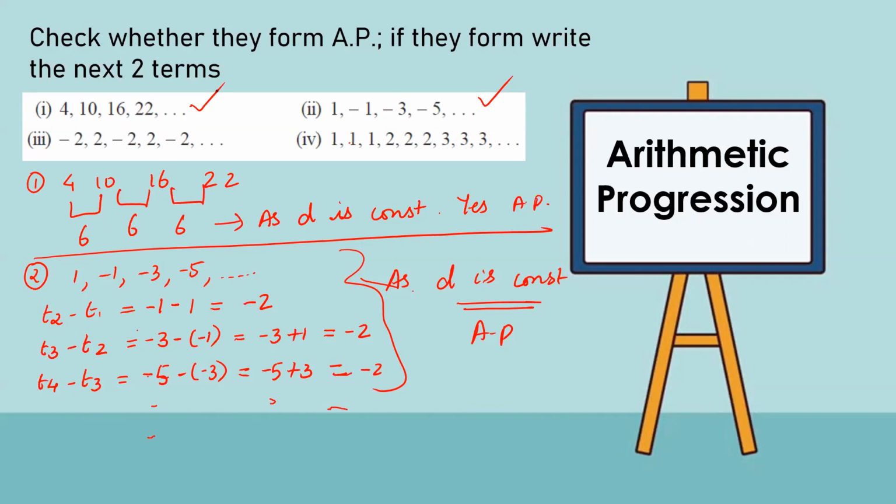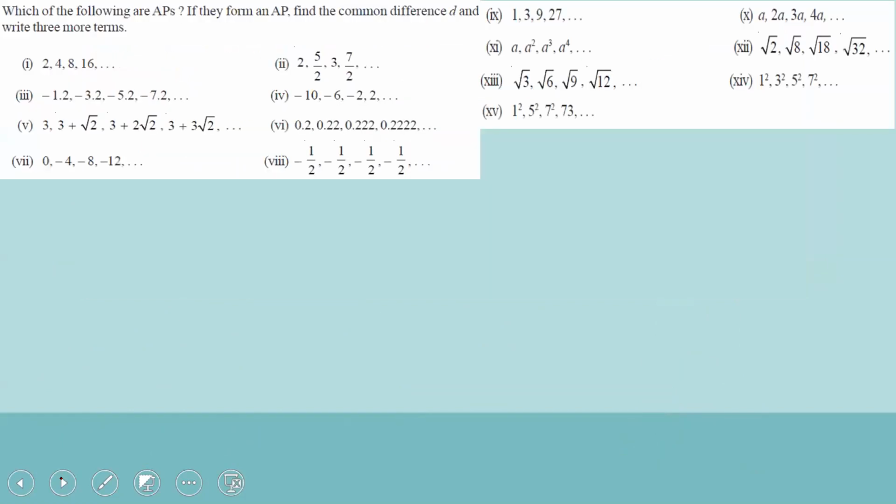Now look at the third one. The third one is minus 2, 2, minus 2, 2, minus 2, 2. Let's check for the third one. T2 minus T1: it will be 2 minus of minus 2, that's going to be 4. T3 minus T2: minus 2 minus 2, that's going to be minus 4. Then 2 minus of minus 2 again plus 4. So it will be 4, minus 4, 4, minus 4. So this is not constant. Hence it is not an AP. Fourth one: 1, 1, 1, 2, 2, 2, 3, 3, 3. Obviously it's not proceeding in a particular manner. This is not an AP.